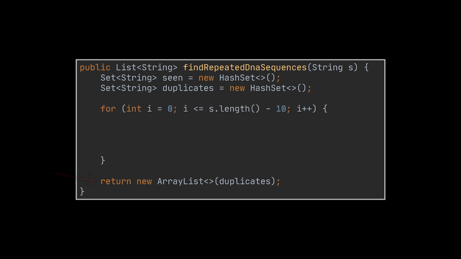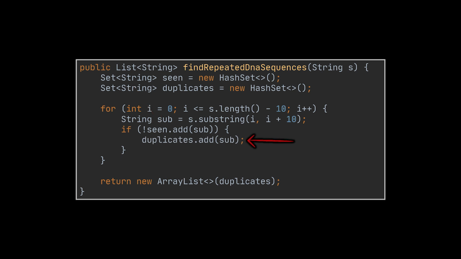Now, to loop over the possible 10-letter substrings, we will make use of the same exact for loop we previously had. The extraction of the substrings will be exactly the same as before as well. The main difference lies in the checks we do. So, we will add every possible substring in the seen set. When this substring is seen again, then we will proceed by adding it to the duplicate set.